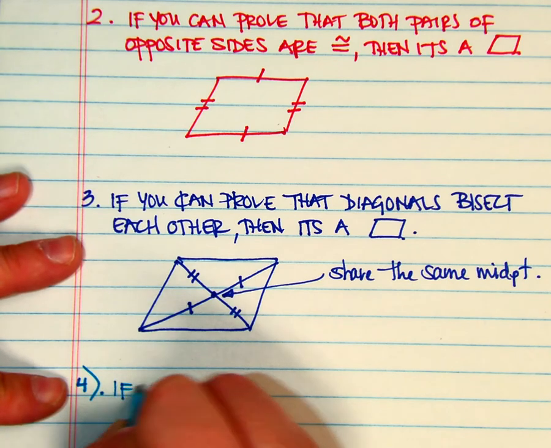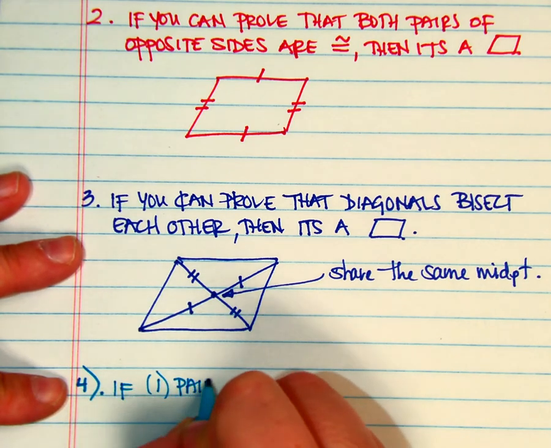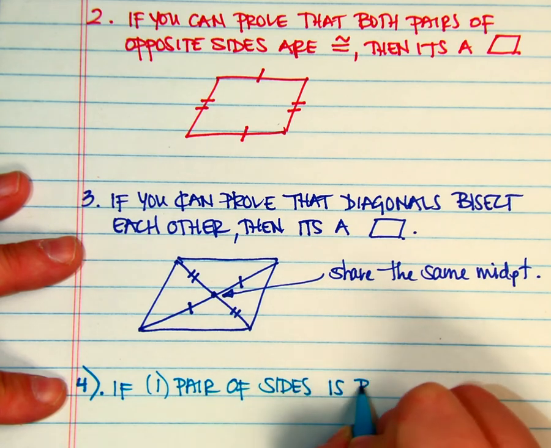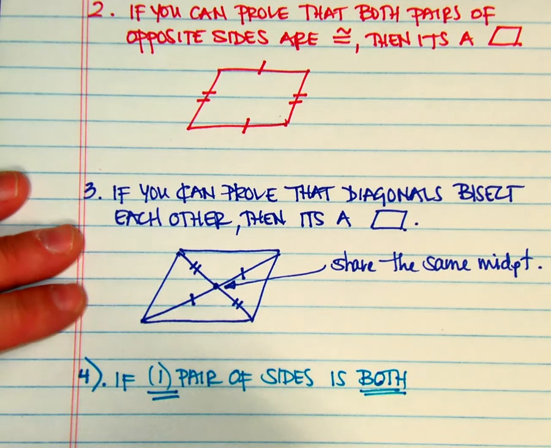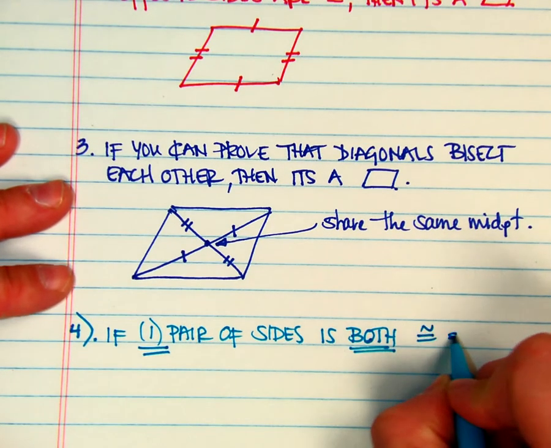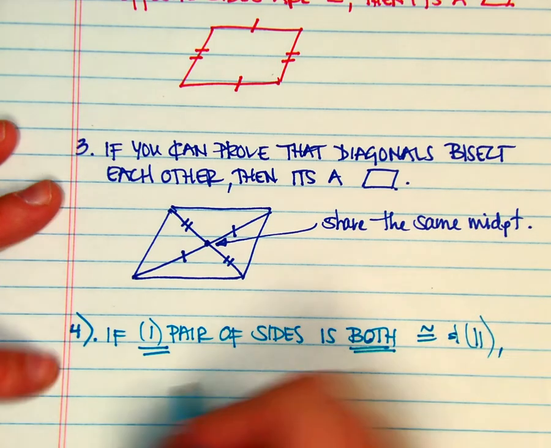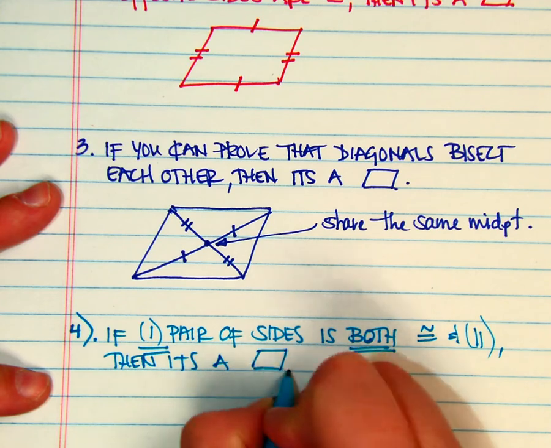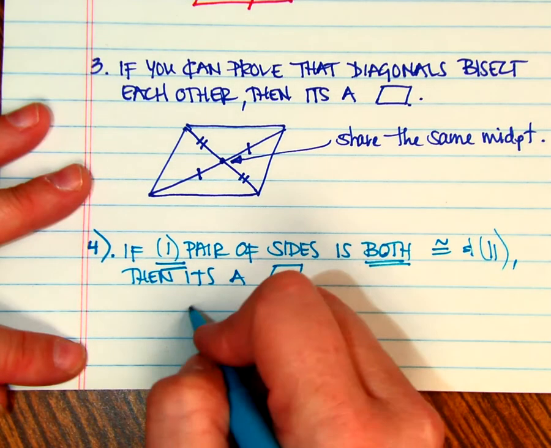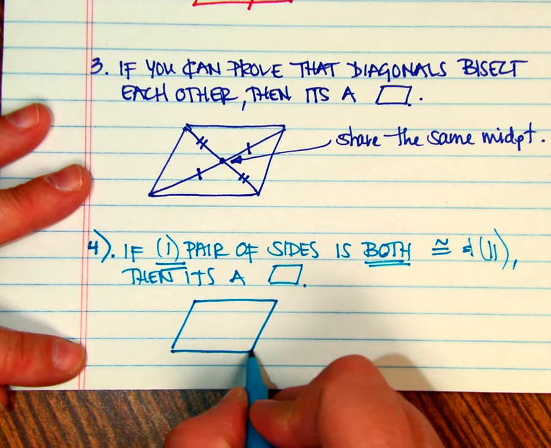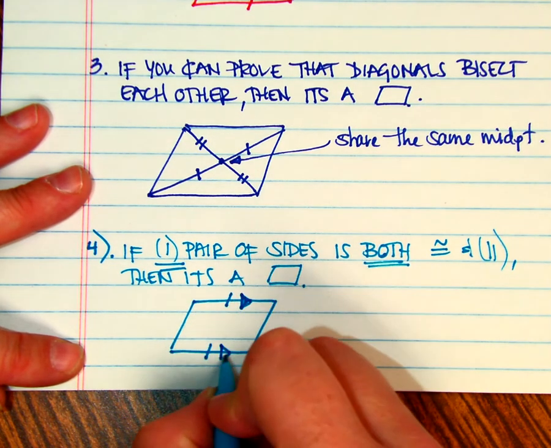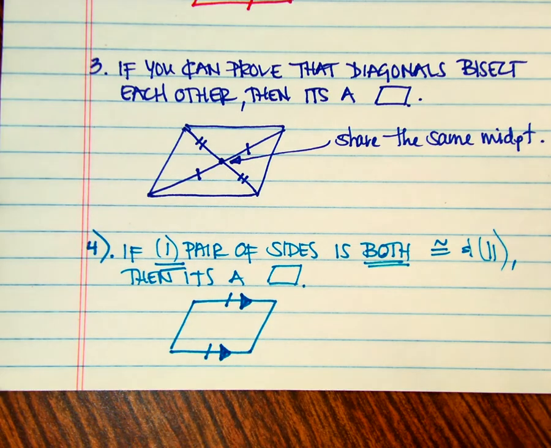It is if one pair of sides is both, that's a key word, so one pair is both congruent and parallel, then it's a parallelogram. So if I can prove that maybe these are congruent and this same pair of sides are also parallel, then it's a parallelogram.